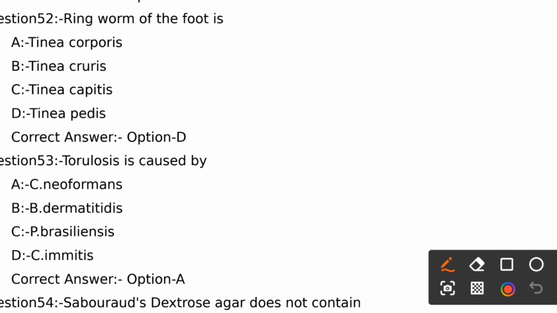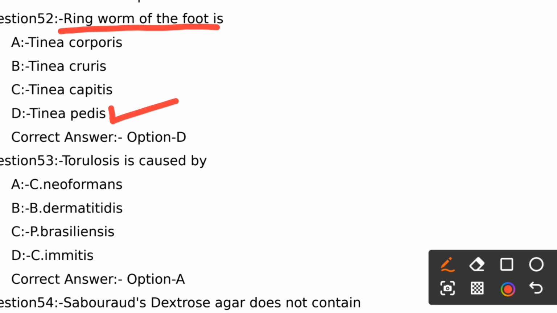Next question. Ringworm of the foot is option A Tinea corporis, option B Tinea cruris, option C Tinea capitis, option D Tinea pedis. Ringworm of the foot is option D Tinea pedis. Ringworm of the foot is Tinea pedis or athlete's foot. The other name of Tinea pedis is athlete's foot.